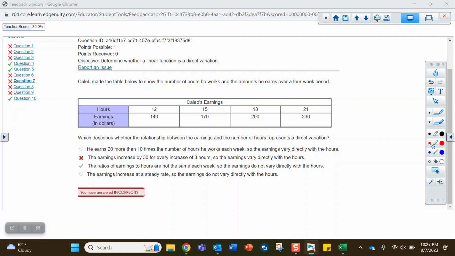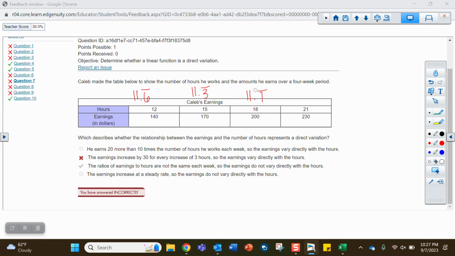So if you take 140 and divide it by 12, then you take 170 and divide it by 15, 200 over 18, 230 over 21, it's not going to be the same. I'm just going to show you what they are when I divide. Again, I'm doing the bottom number divided by the top number, and that's how I get 11.6 repeating. 170 divided by 15 is 11.3 repeating. 200 divided by 18, and at this point you really can stop. You don't have to keep checking because you already know that they're not the same.